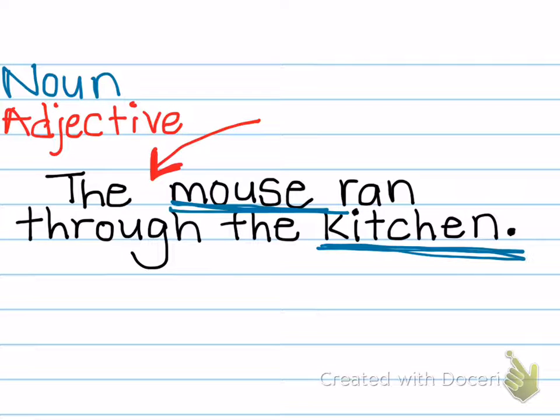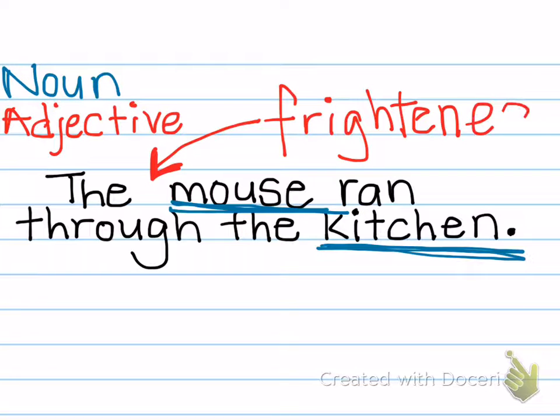So what kind of mouse could I have running through the kitchen? The little mouse, the frightened mouse, the evil mouse. I think I'll put frightened. And the reason why is sometimes I've noticed that when mice are in a hurry or running quickly, they are often frightened. So I'm going to change it to the frightened mouse ran through the kitchen.